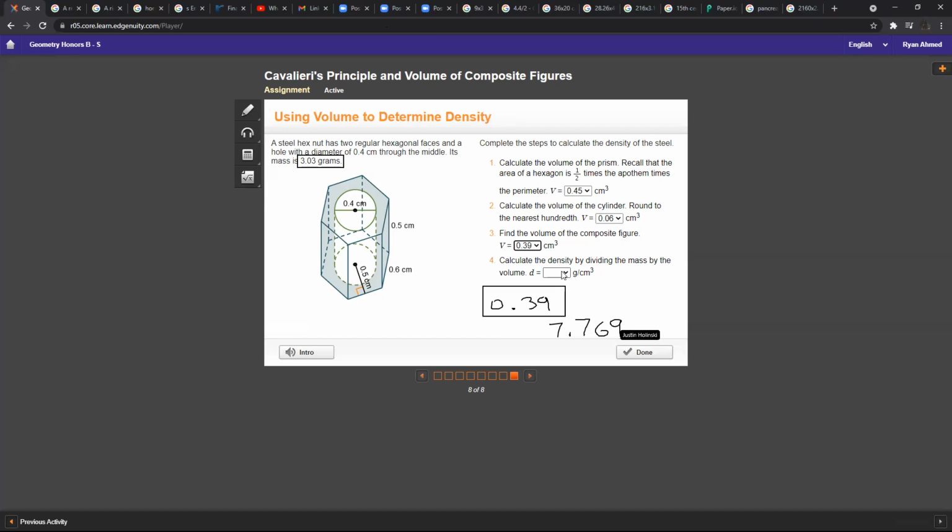So I divided them and I got 7.769. So let's see which of those choices are closest to what we have, 7.769. And the units are going to be grams per cubic centimeter for density. So that's our answer for number 4. Let's see which one is closest to what we have. Yeah, lucky number 777. Nice. We got them all right.